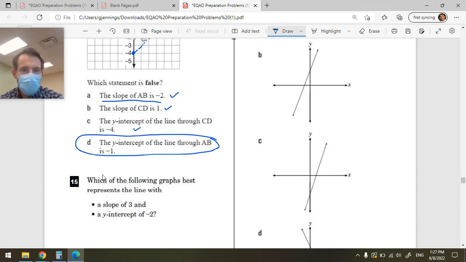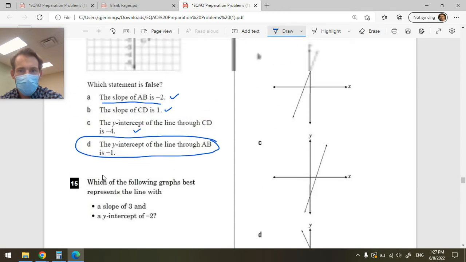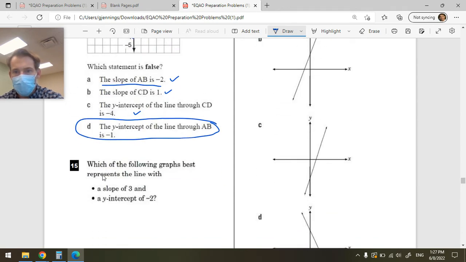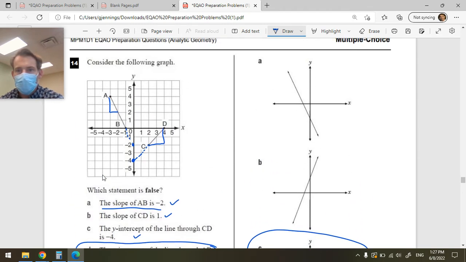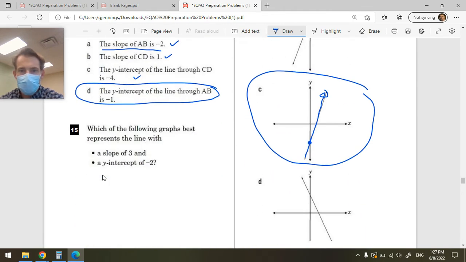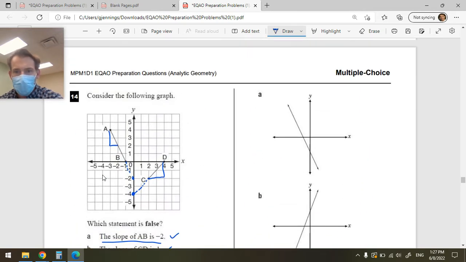15. Which of the following graphs best represents a line with a slope of 3 and a y-intercept of -2? This one. Y-intercept of -2, slope of 3. It's positive slope, so it's growing. There we go. If it was this one, well, that could be a y-intercept of -2 and a slope of -3. This would be a negative slope, and so that would be incorrect.